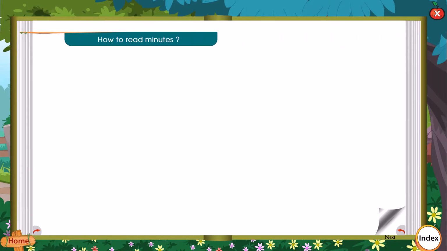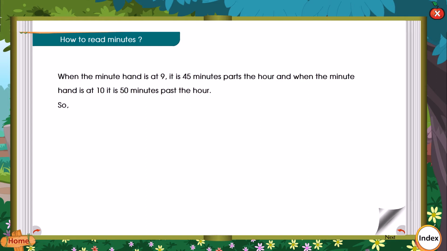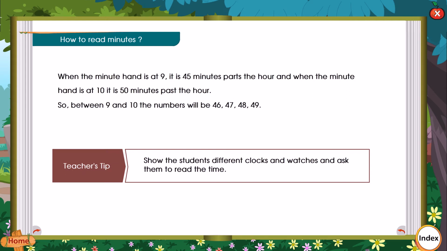How to read minutes? When the minute hand is at 9, it is 45 minutes past the hour, and when the minute hand is at 10, it is 15 minutes past the hour. So, between 9 and 10, the numbers will be 46, 47, 48, 49. Teacher's tip: show the students different clocks and watches and ask them to write the time.